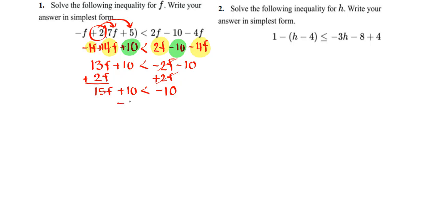To get rid of this positive 10, I will subtract 10 on each side of the inequality. Given the fact we have opposites, those will cancel. So I'm going to bring down 15f is less than negative 20.